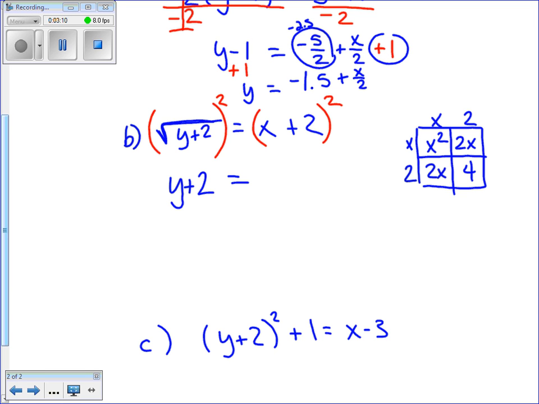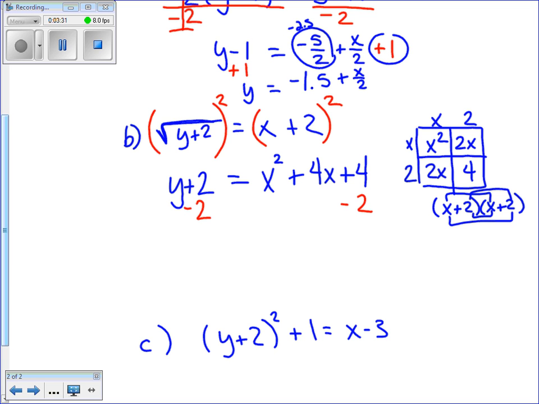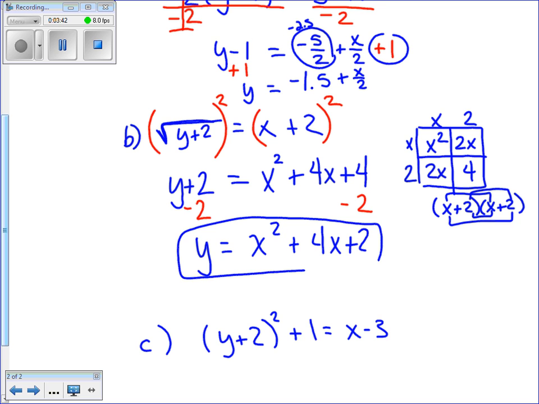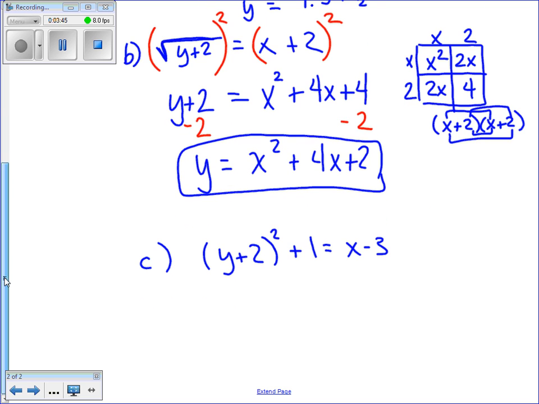Some of you use FOIL and you write them side by side. And then you use FOIL: first, outer, inner, last. But no matter how you do it, you're going to get x squared plus 4x plus 4. And then the very last step here, I see that to get y alone, I could subtract 2 from both sides of that equal sign. Now I see that y equals x squared plus 4x plus 2. And that's the answer. Much easier to put that into my graphing calculator if I have to graph it.